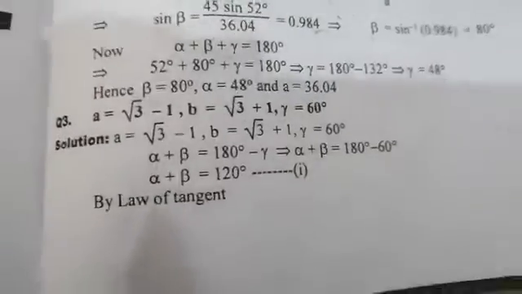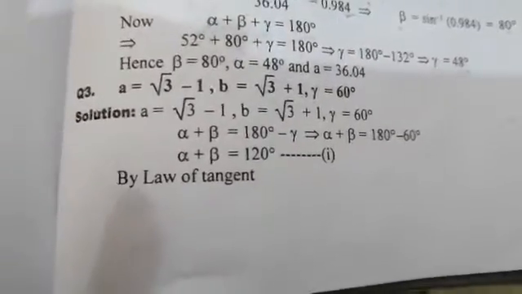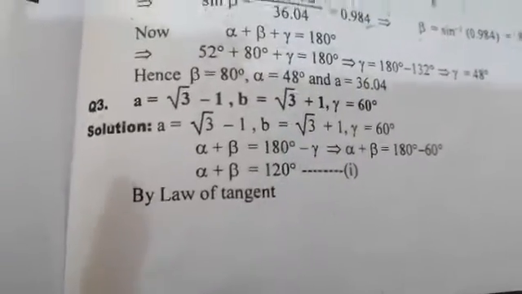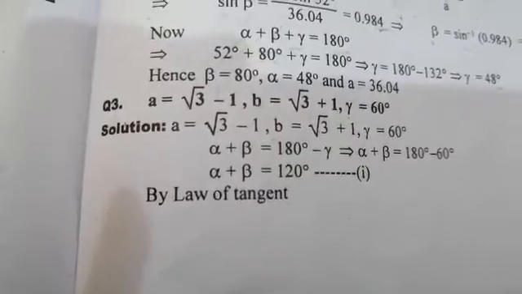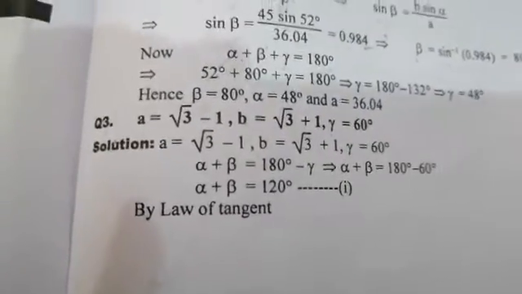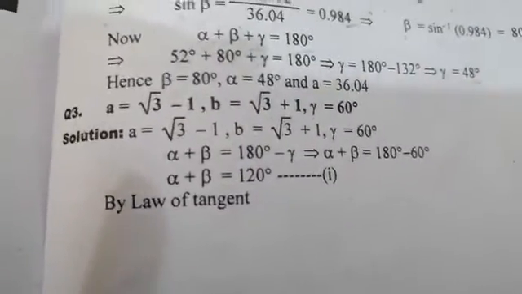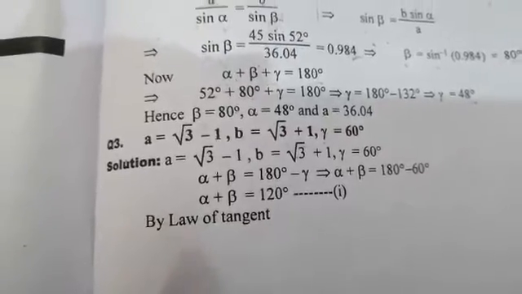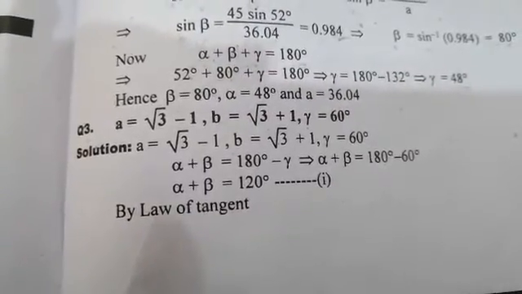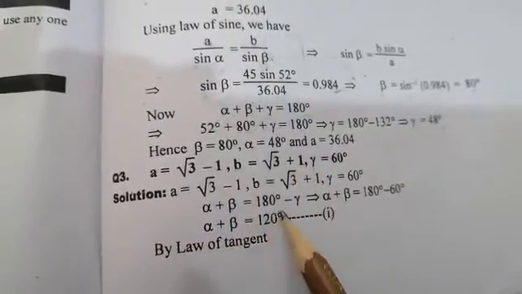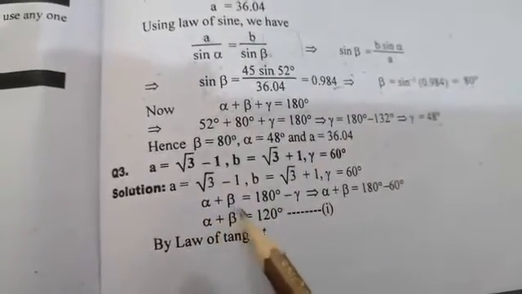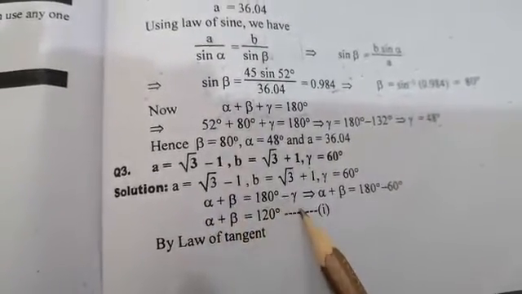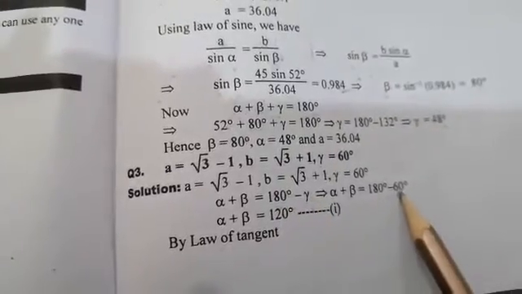Next, question number 3. Here the information is side a given, side b given, and gamma 60 degrees. Because alpha plus beta plus gamma is equal to 180 degrees, we can write alpha plus beta is equal to 180 degrees minus gamma. When we put gamma equal to 60 degrees, alpha plus beta is equal to 120 degrees.